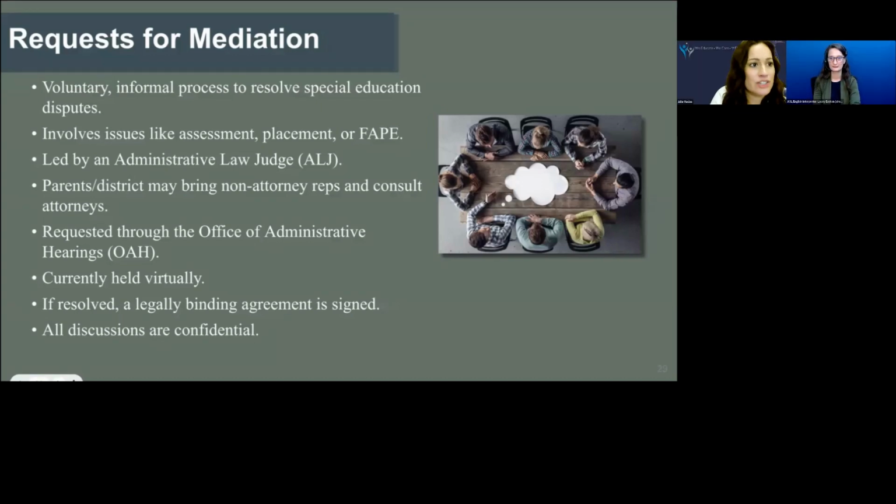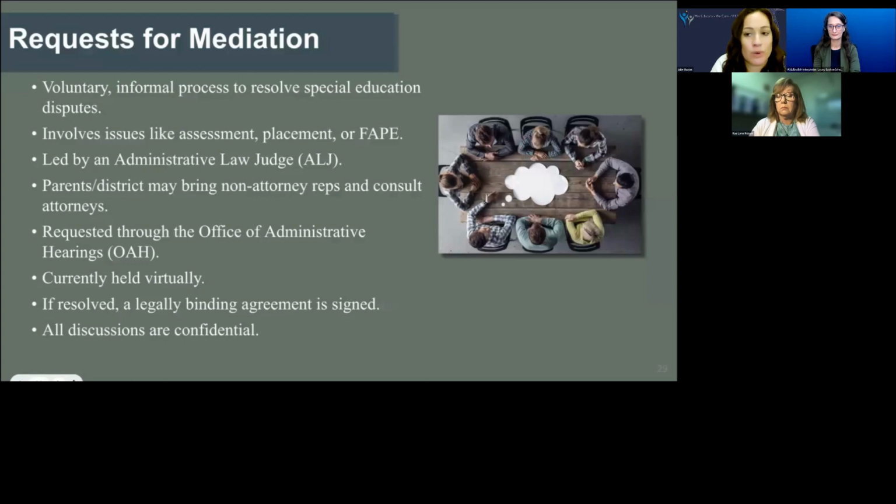Okay, so in addition to ADR, parents may also request mediation. You can seek resolution through mediation through the Office of Administrative Hearings, or OAH. I always have trouble with that acronym. It is voluntary, and it is an informal process to resolve special education disputes. It involves issues like assessment, placements, or FAPE.